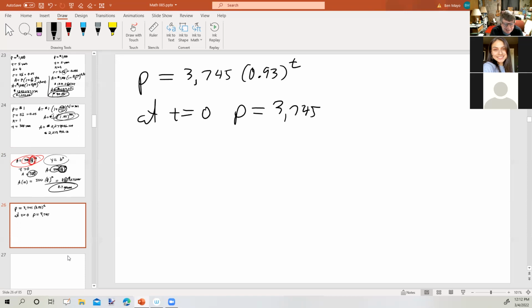Is the population increasing or decreasing? It would be decreasing because it's below 1. There you go. It's decreasing. Now, careful. Here's the Jeopardy bonus question. By what percentage is it decreasing? For this problem, time is measured in years. So by what percent is it decreasing every year?